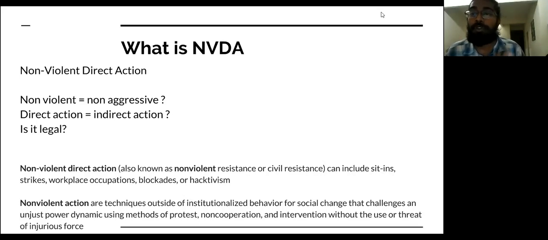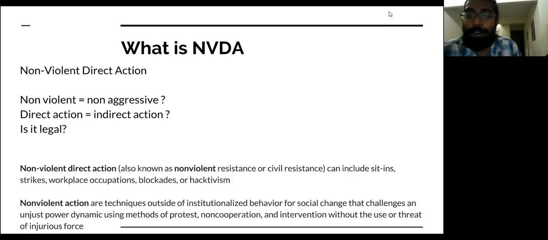We do not cause physical property damage. Those are called riots. Very big difference. Similar messaging sometimes, but a very big difference between a riot and NVDA. NVDA, again, just remember: non-aggressive. And you may ask me, what's the difference between direct action and indirect action?